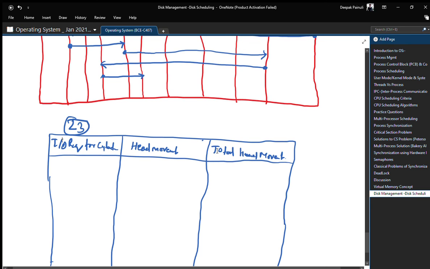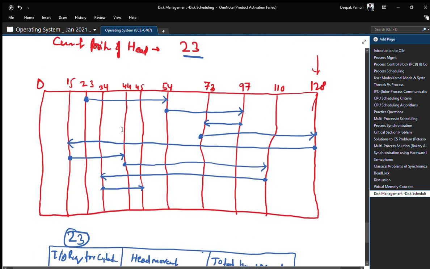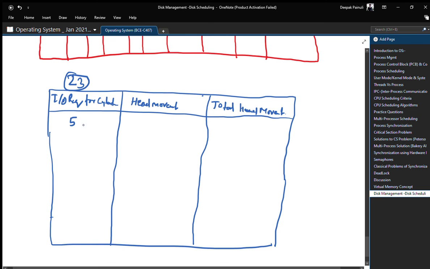Next request is for 54 according to the given sequence. So we'll write 54 here, then head movement will be 54 minus 23 because head has to move from 23 to 54. So the difference between 23 and 54 will be 31, right? In the same way, for the second request, which is for 97, it will be 97 minus 54 because now head is at the 54th position. So total movement will be 43. And next request is for 73. So 97 minus 73, that means total head movement will be 24.